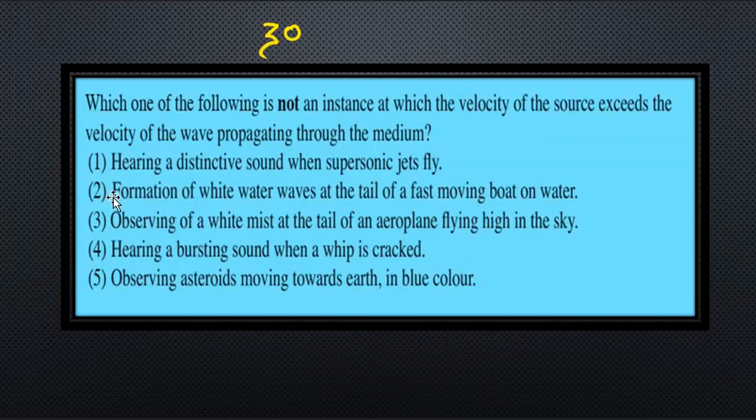Moving into our last question, the 30th question. Which one of the following is not an instance at which the velocity of the source exceeds the velocity of the wave propagating through the medium? Sonic boom. Hearing a distinct sound from a supersonic jet, correct. Not, they are asking. Formation of white waves, a tail of a fast moving boat on water.